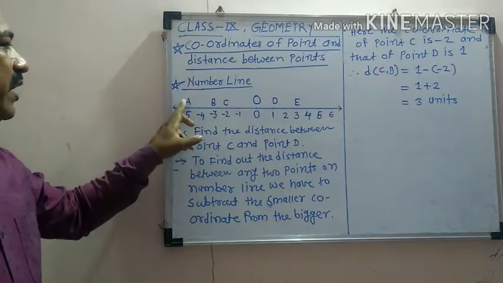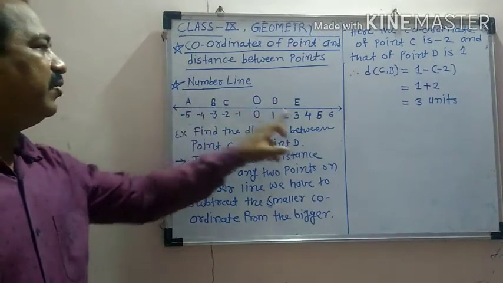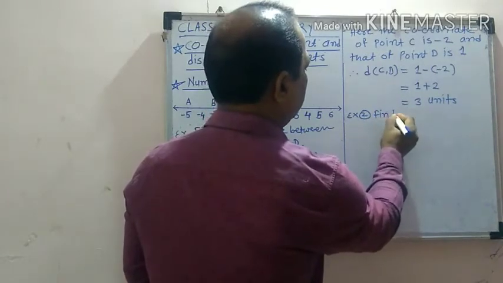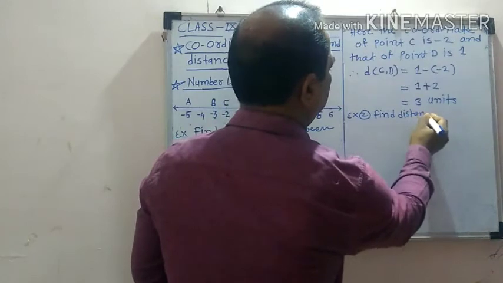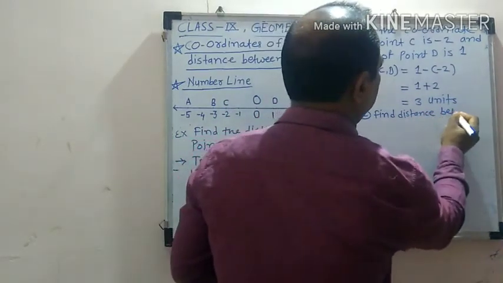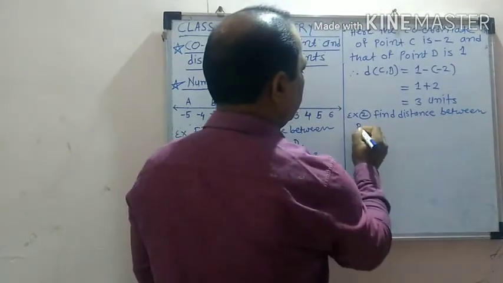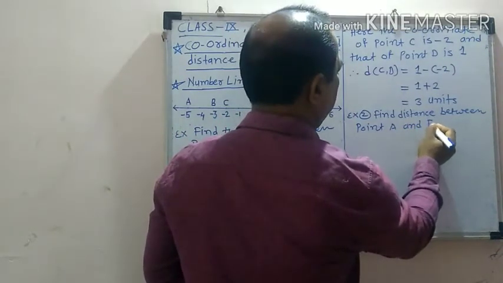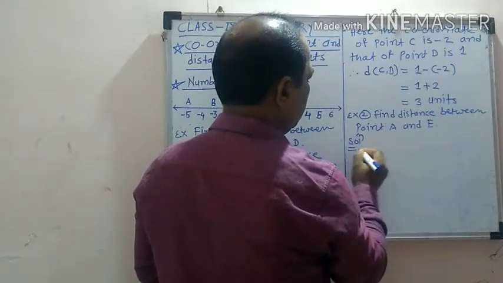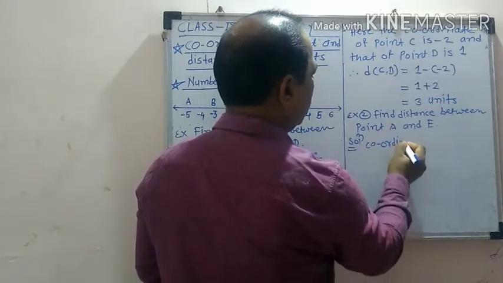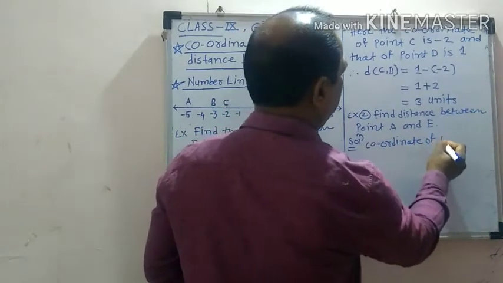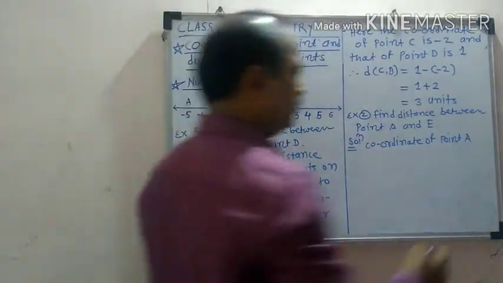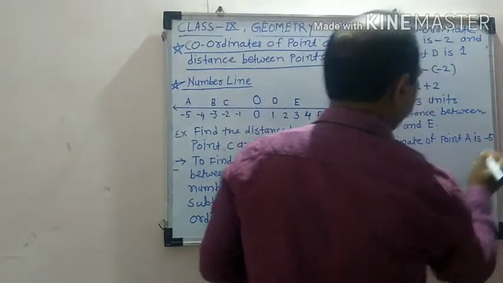Let us find the distance between point A and point E. Solution: the coordinate of point A. What is the coordinate of point A? -5.